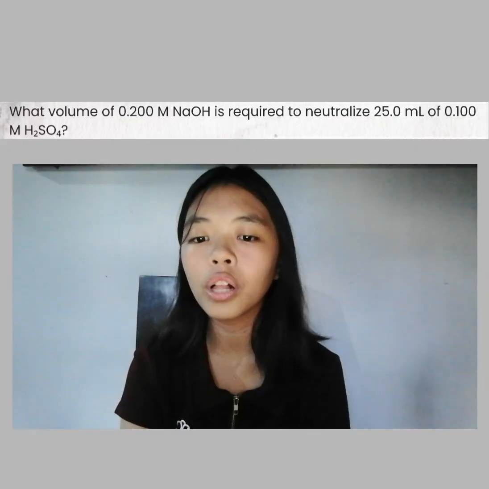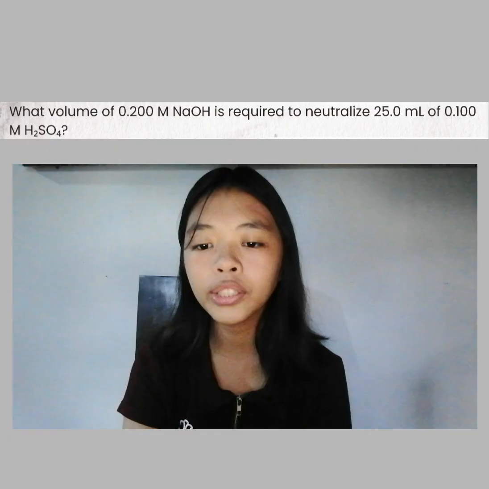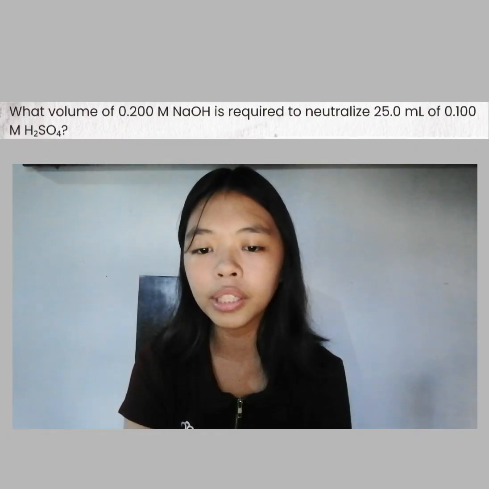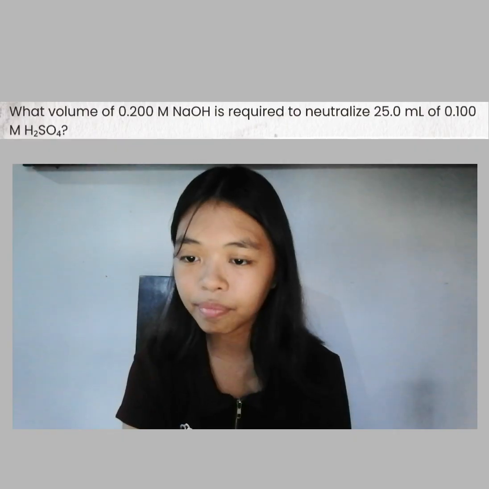Let us move on to the last example. Let us find the volume required for neutralization. The problem reads, what volume of 0.2 molar sodium hydroxide is needed to neutralize 25 milliliters of 0.1 molar sulfuric acid? We write down the balanced equation and now we determine the formula that we will be using.